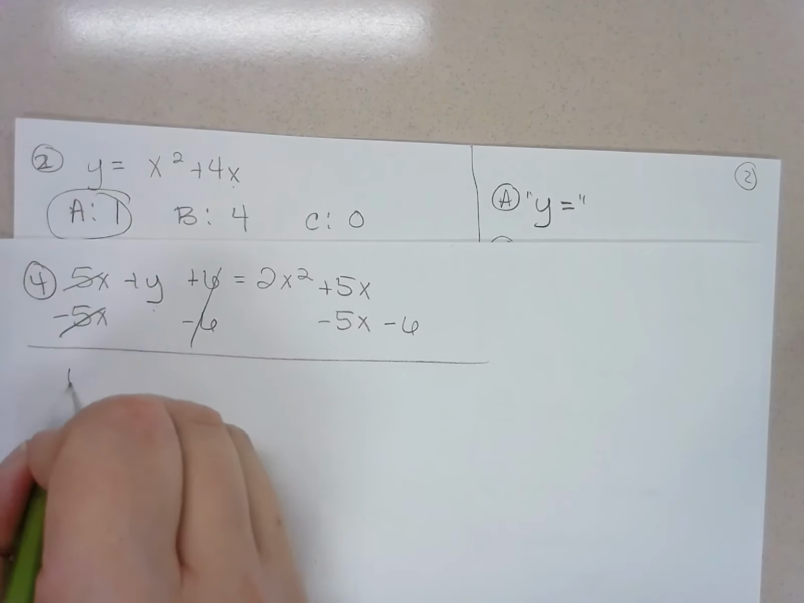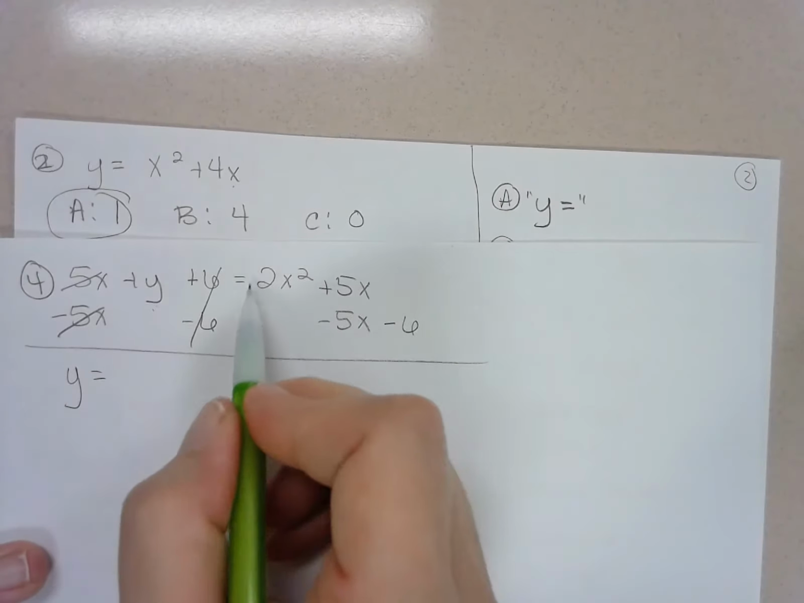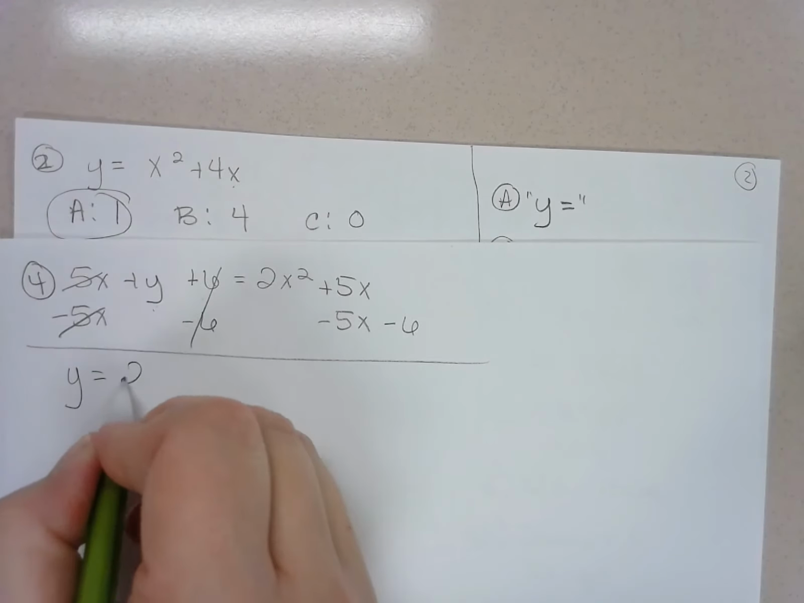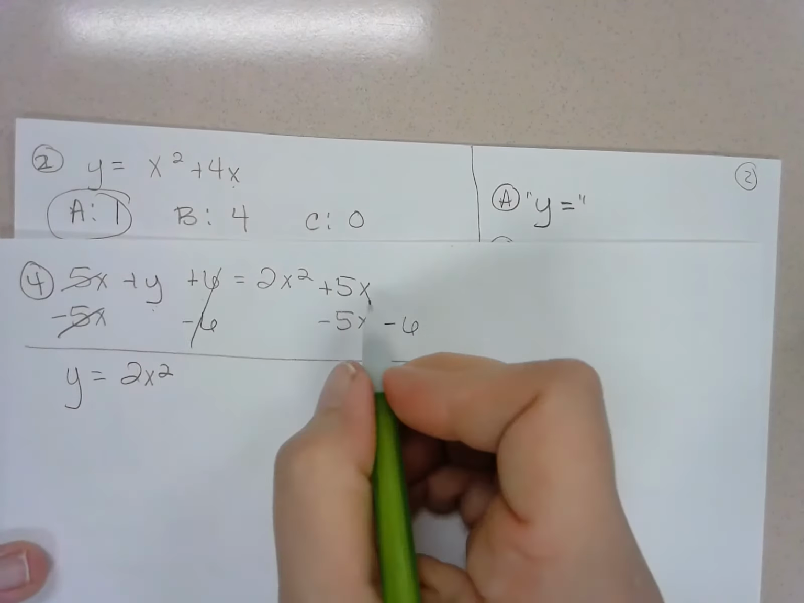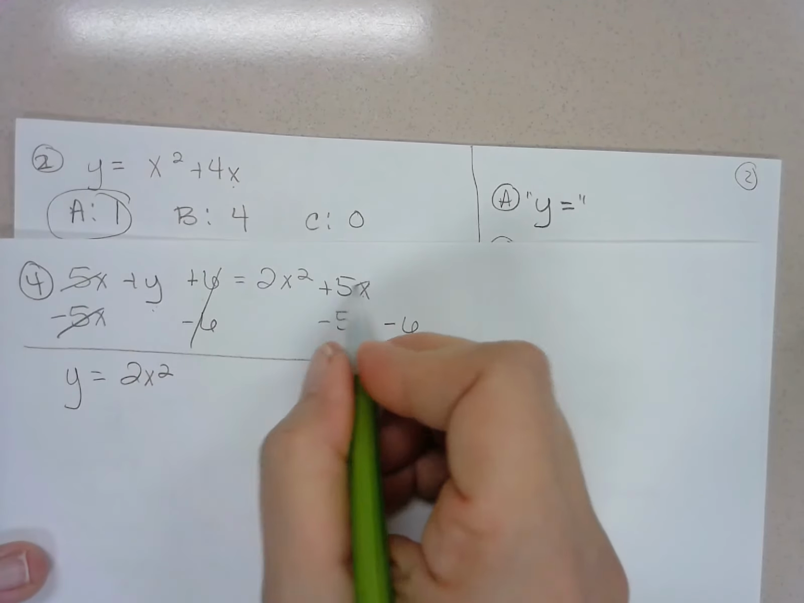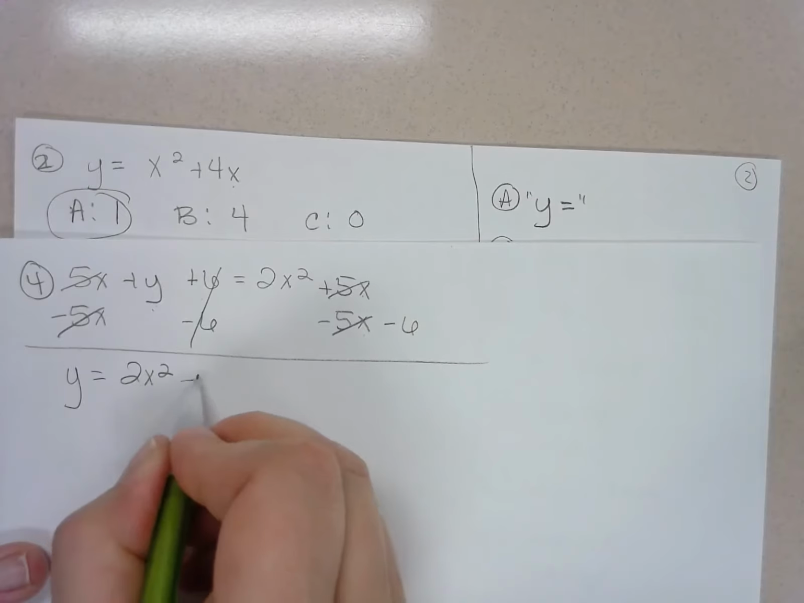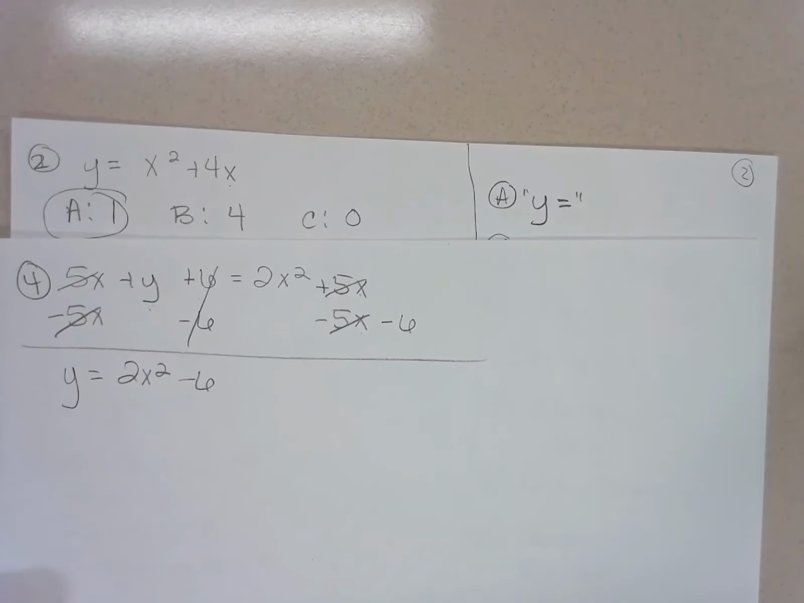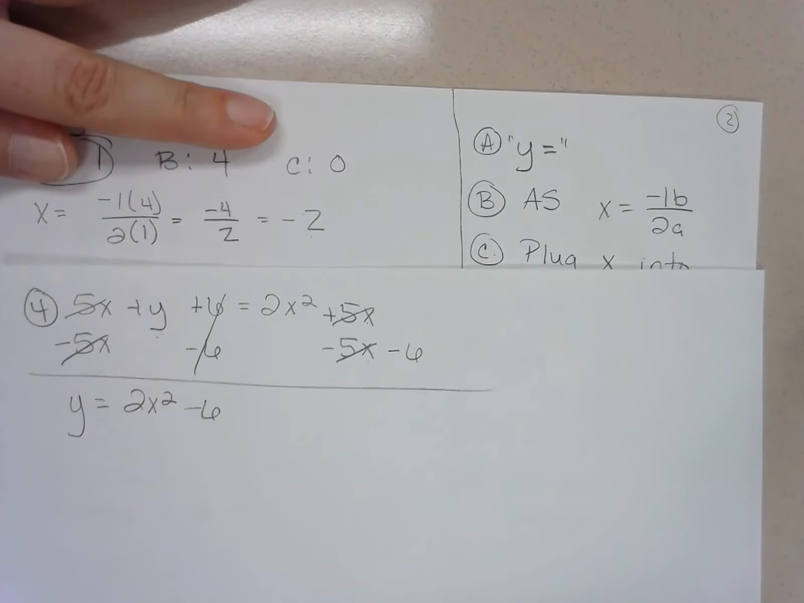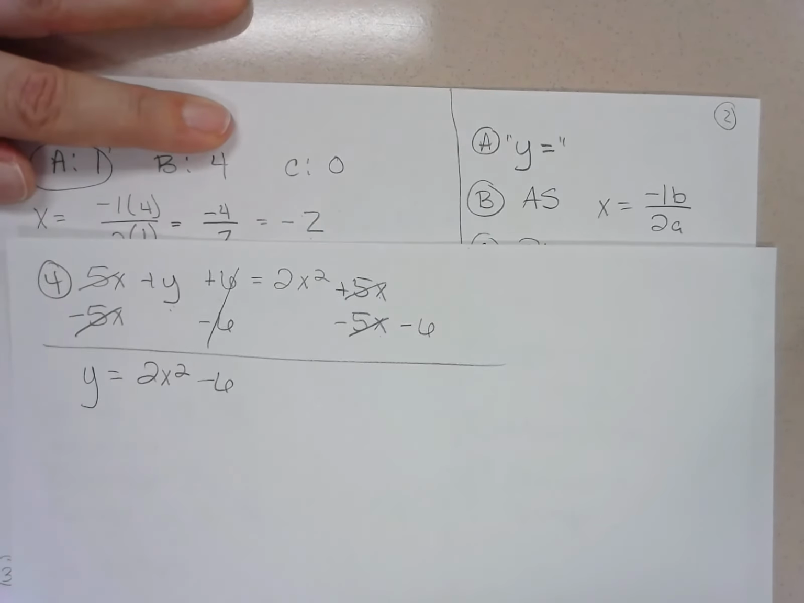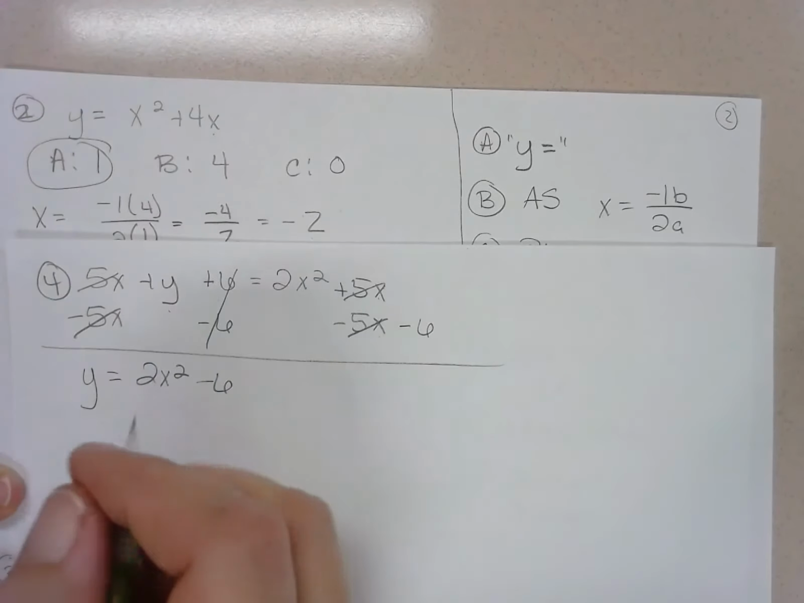So those cancel out, and I'm left with y equals, I don't have anything to combine with my 2x squared, so I bring it down. Positive 5x minus 5x, those cancel each other out. And negative 6 doesn't have anything to combine with, so I bring that down. So I've rewritten my function to say y equals 2x squared minus 6, so we've got it in y equals format. Next thing we want to do is find our axis of symmetry.